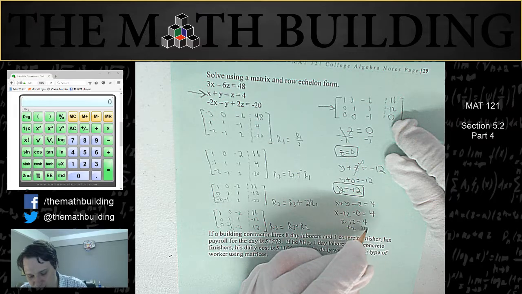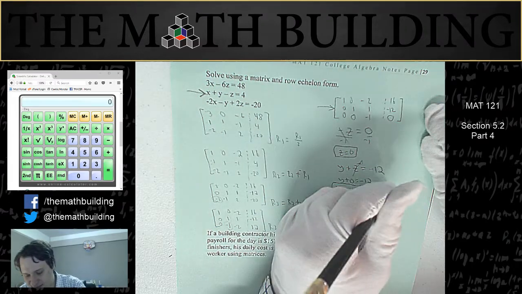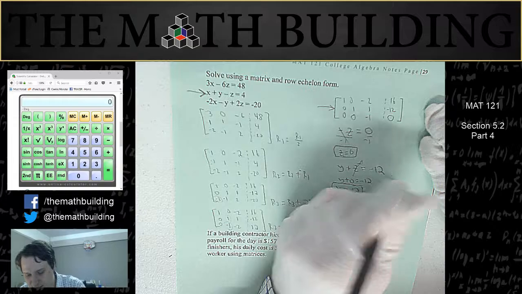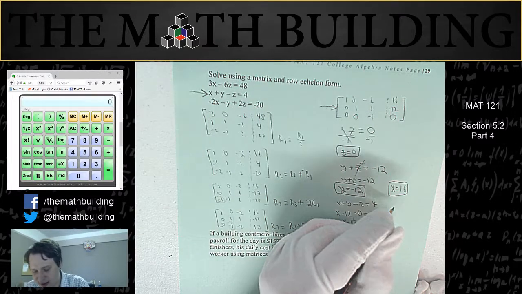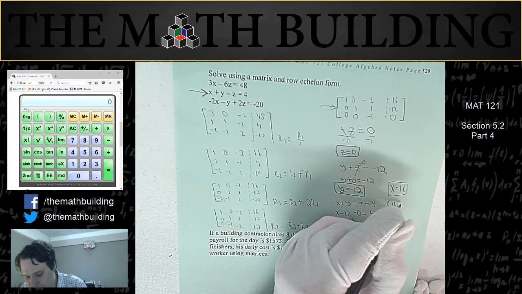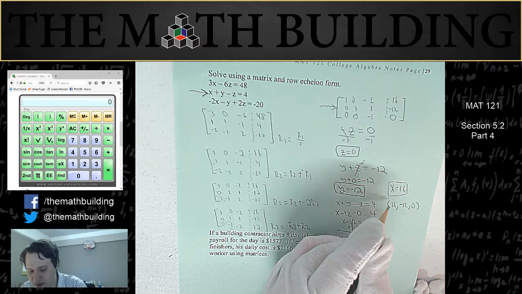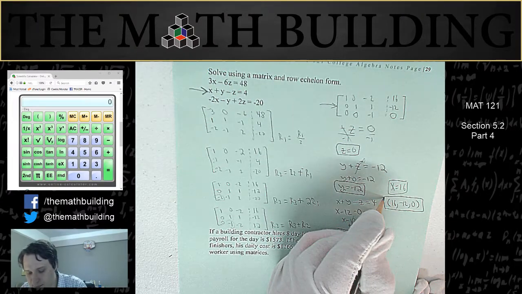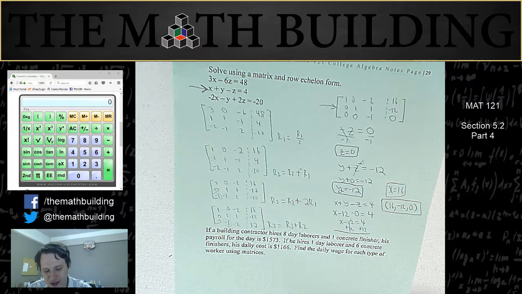Add 12, x equals 16. So there's your answer. The final answer is the point 16, negative 12, and 0. So hopefully that makes sense.